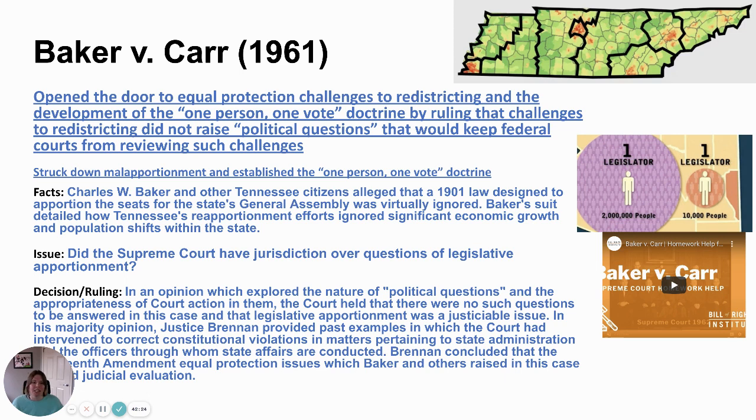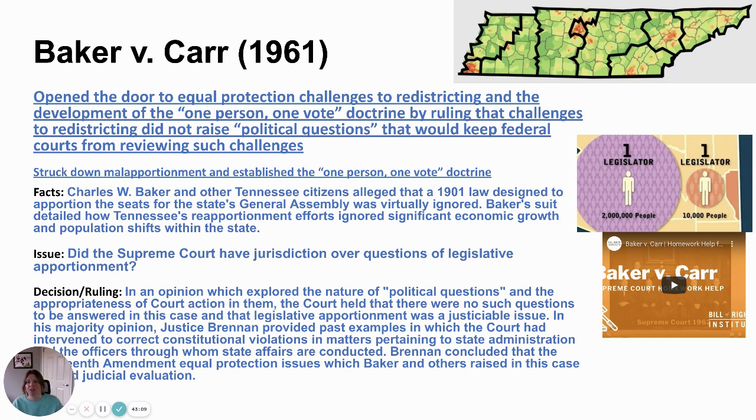In an opinion, the court explored the nature of political questions and, like we said, opened the door to these challenges and the appropriateness of court action on them. The court held that there were no such political questions to be answered in this case, and that legislative apportionment was a justiciable issue. It was something that they had the authority to rule on. In the majority opinion, Justice Brennan provided past examples in which the court had intervened to correct constitutional violations, and basically said it's our job to protect equal protection, to make sure people are treated equally in their states. And by Tennessee not redistricting, by having districts that varied widely in size, they were violating equal protection, basically. So now the courts have said basically that districts have to be roughly equal in size.